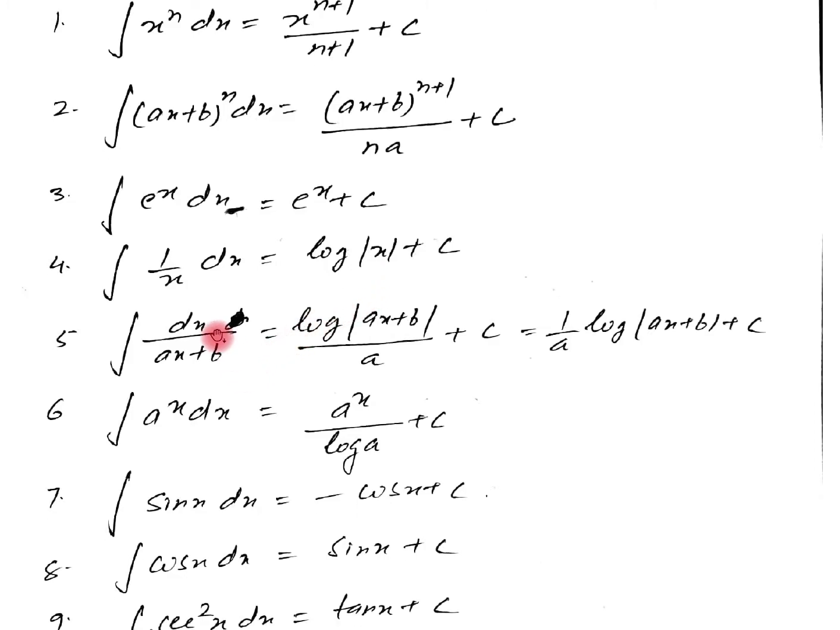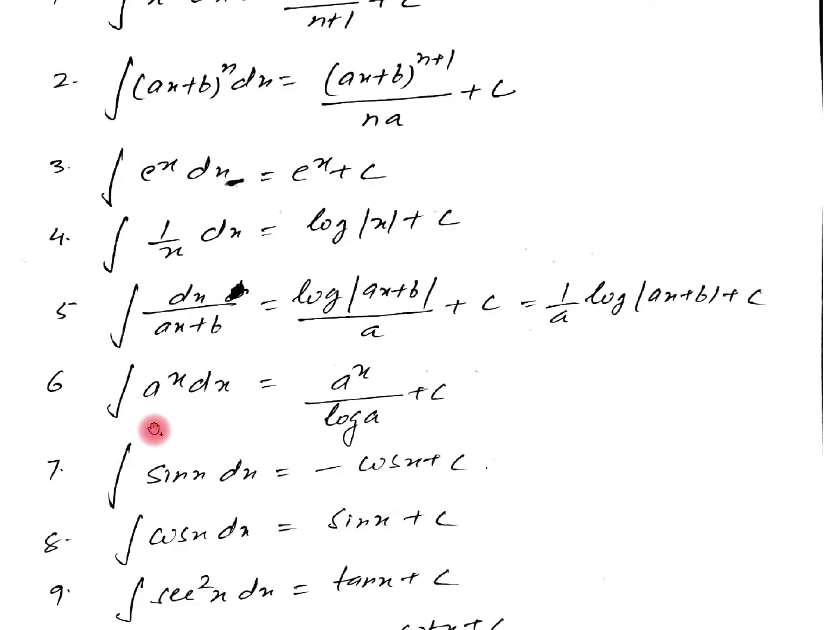Similarly, the integral of dx upon ax + b, again it is a linear function. Then the integral of dx upon ax + b equals log of (ax + b) divided by the coefficient of x, and the coefficient of x is a. So we can write the integral of dx upon ax + b is equal to log of modulus of (ax + b) upon the coefficient of x plus c, or it can be written as 1 upon a log modulus of (ax + b) plus c.